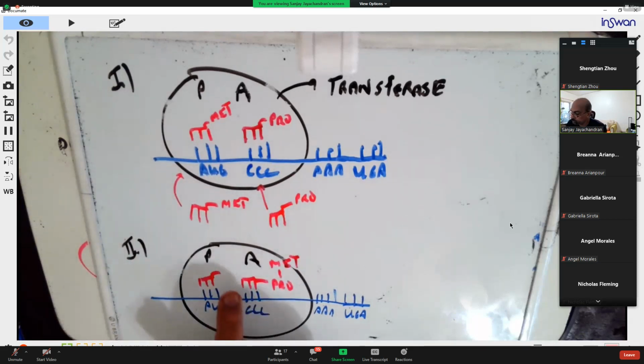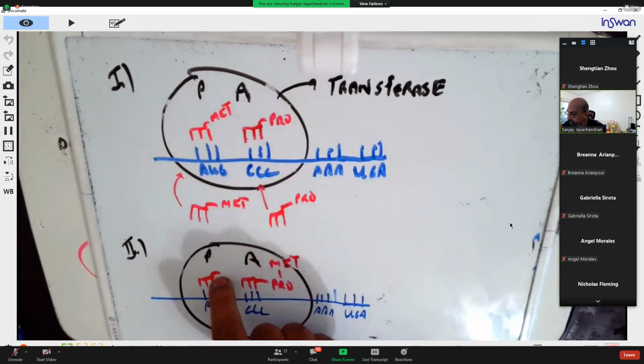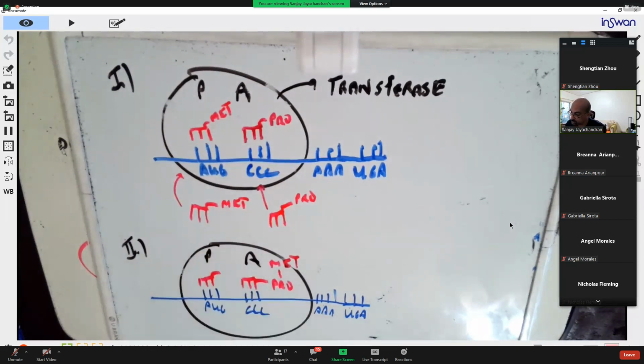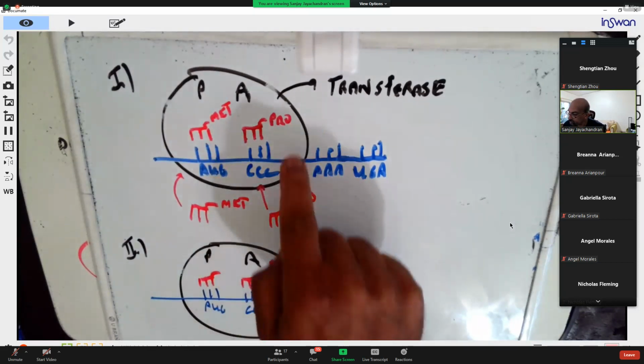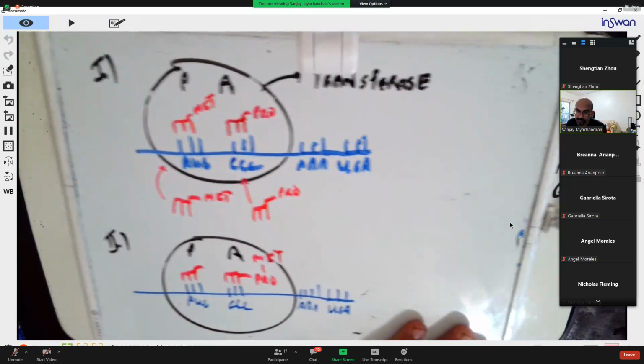Look what's happening. This enzyme, transferase, removes this amino acid from this tRNA, so it's empty now, and bonds it to the amino acid being held by the other tRNA. So these two are now bonded. It's a covalent bond. We're good so far?